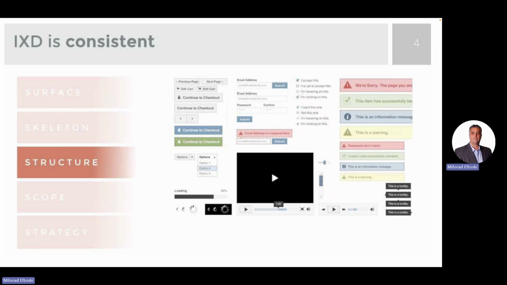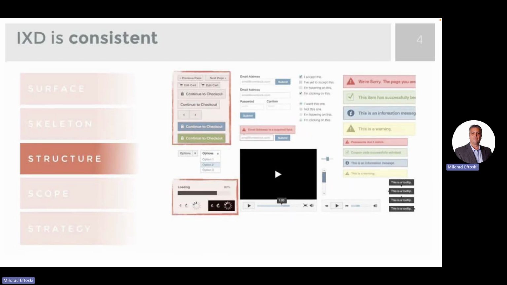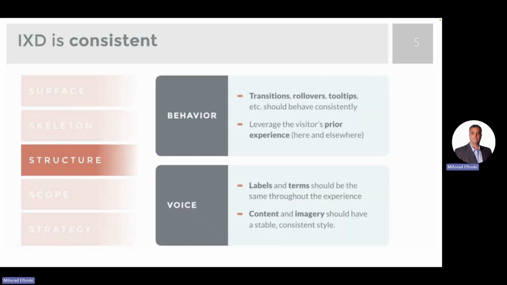If you look at a UI kit from Apple, Windows, all the main operating systems and apps have a UI kit that they've designed to accommodate their standards. This is an example of one of those kits that you can see here, and it points out some things that are consistent with the way they're presented. Behavior: transitions, rollovers, tooltips leverage the visitor's prior experience here and elsewhere. Voice: labels and terms should be the same throughout the experience. Content and imagery should have a stable, consistent style, right?